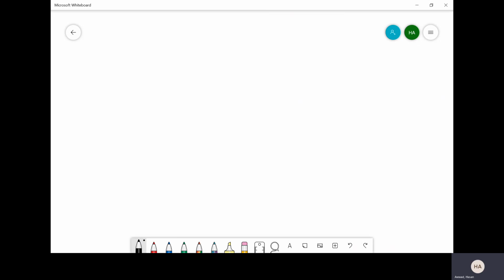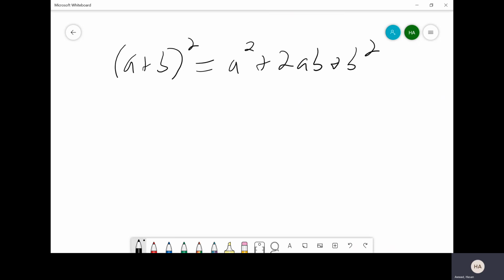Okay, so let's go ahead and take a look at the first case. So we have a plus b squared, and this will end up being a squared plus 2ab plus b squared.